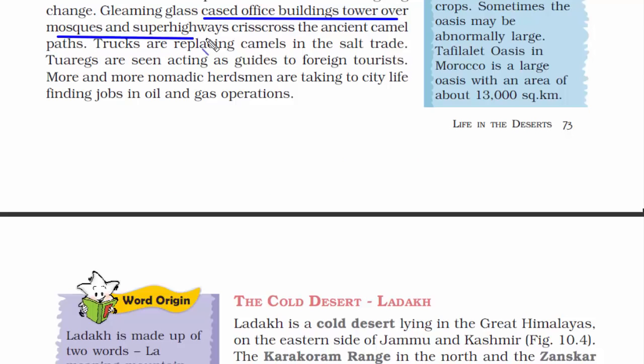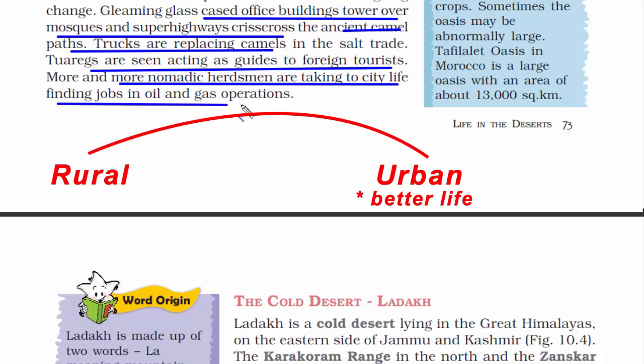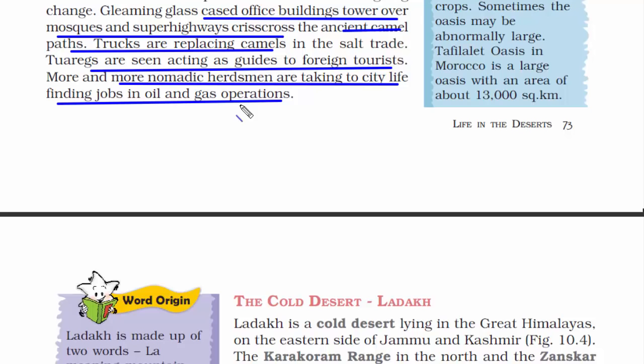Life is changing in the Sahara. Skyscraping towers are being built for offices. Super highways are coming up and camels are being replaced with trucks. This place is also being flooded with tourists. And when a nation's economy is growing, many people from rural places migrate to cities and secure jobs in factories. So, this was all about life in the Sahara Desert.